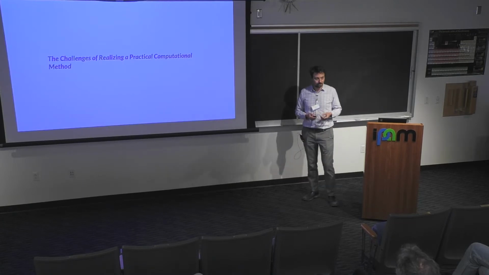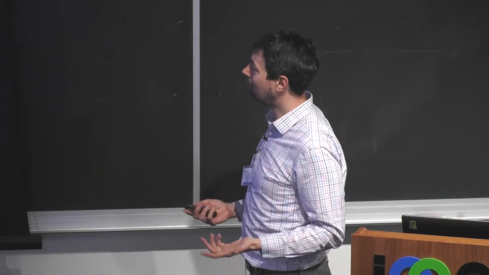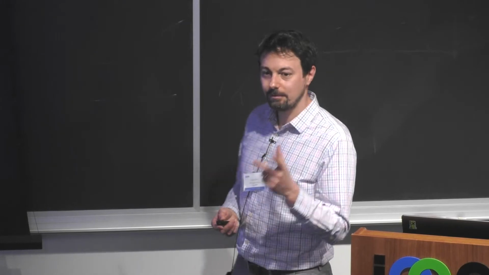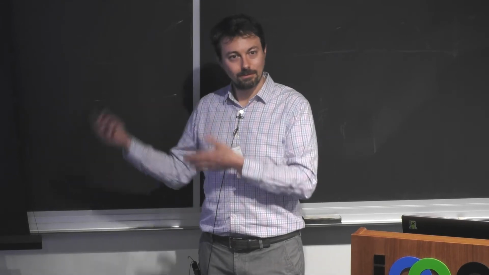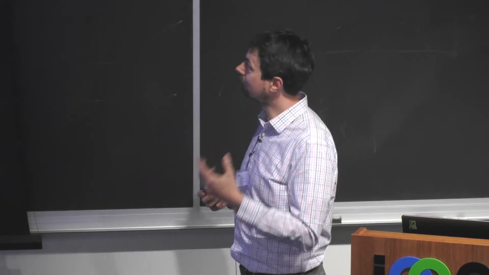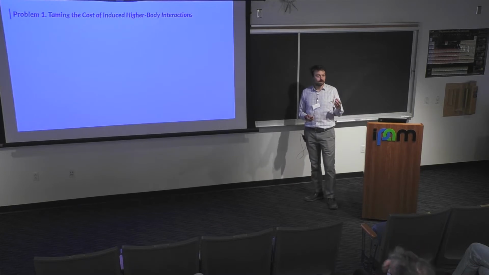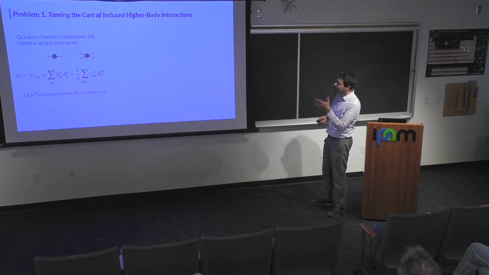So what are the challenges? The technique is so trivial that we might ask, well, why is it so difficult? Why don't we just do it? So I'm going to talk to you about three problems that one has to deal with. All modern formulations of the formalisms that I'm talking about basically have to solve these three problems. The first one is taming the cost of the induced interactions that you get when you do this transformation. Let me explain that in a second.